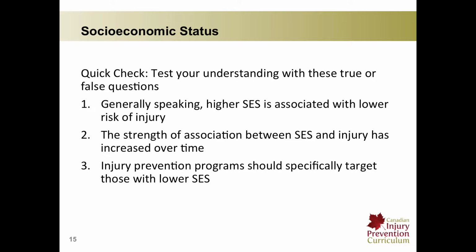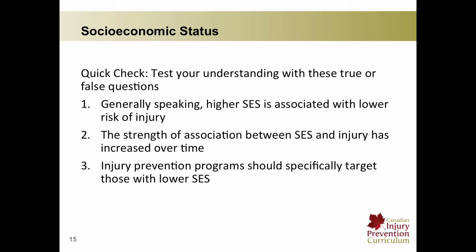2. The strength of association between SES and injury has increased over time. True. Although injuries have decreased over time, the magnitude of the association between SES and injury has increased. 3. Injury prevention programs should specifically target those with lower SES. False. Targeting only people of lower SES groups could cause other people, such as those of average SES, who are also at increased risk of injury, to be missed.